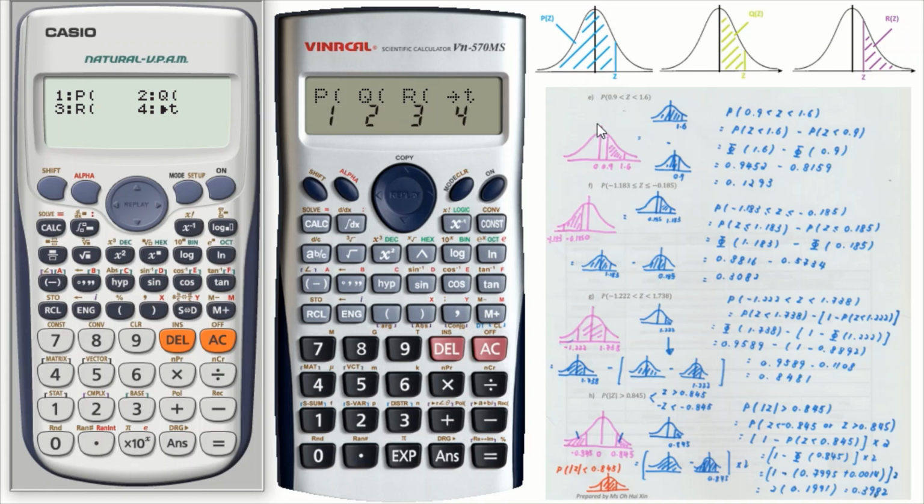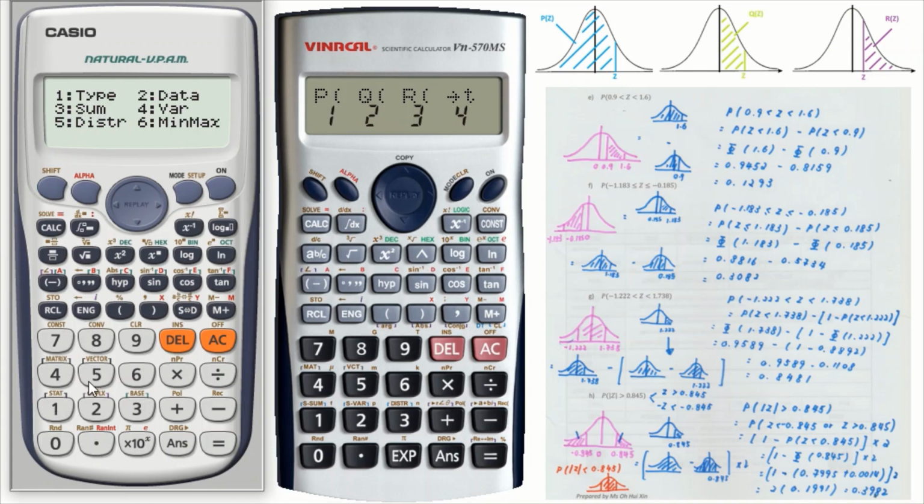Okay, so for E, if you want to check, it's from 0.9 to 1.6. Then maybe you will still need to use either one, I will check for both. For this calculator, let's try to use less than, which is the P here. So I'll use P. Then what I'm going to do is P for 1.6, so 1.6. Then I'm going to minus. Then I can do the same thing again.